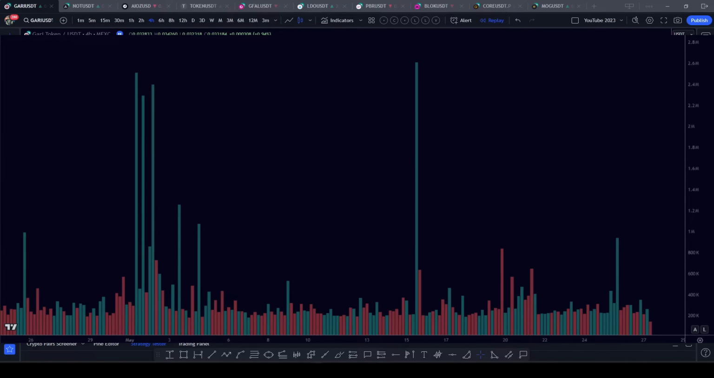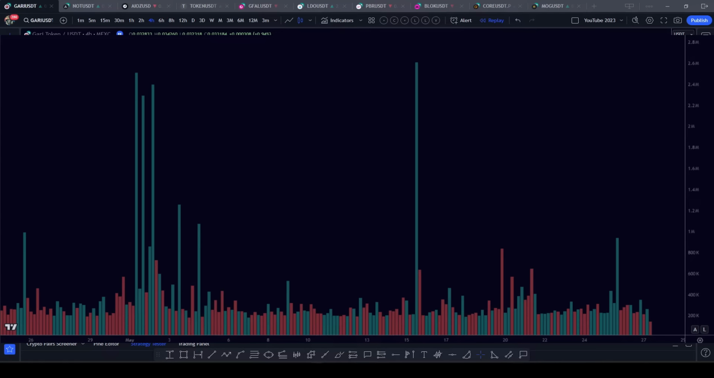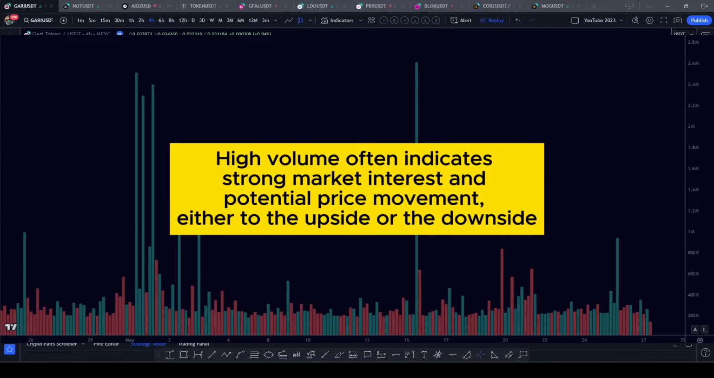So first, let's start with volume. What is volume? Volume measures the amount of crypto or the asset that has been traded over a specific period. It's kind of like receipts, buy receipts, sell receipts for the market. It's something that already happened. Now, this shows the level of activity and interest, or lack thereof, in a particular crypto or asset. High volume often indicates strong market interest and potential price movement, either to the upside or the downside.